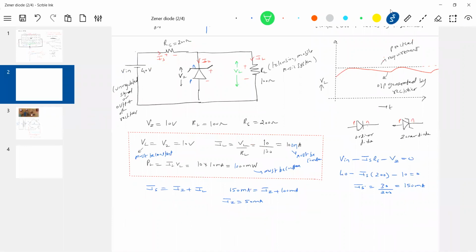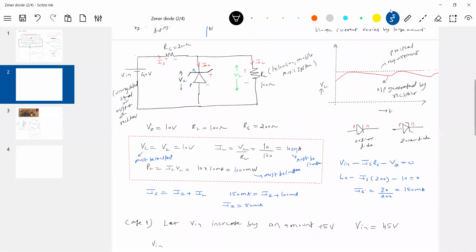Case one. Let Vin increase by an amount plus 5 volt. So how much will Vin become now? 45 volt. If Vin becomes 45 volt, what all changes in the circuit will come? Again, we'll calculate IS, applying the loop equation. I think I'll bring the circuit itself. It'll be easy for us to write equations.